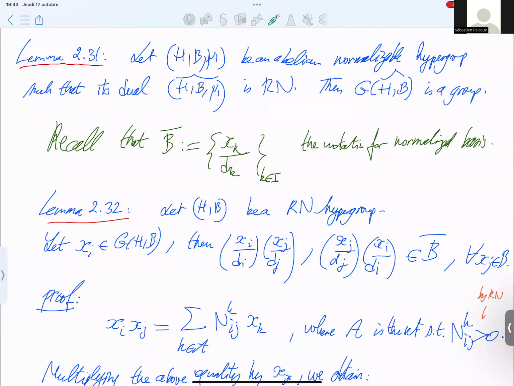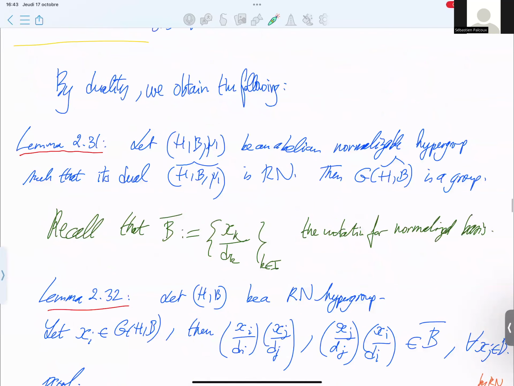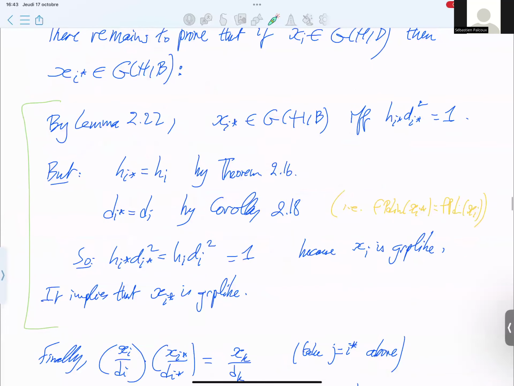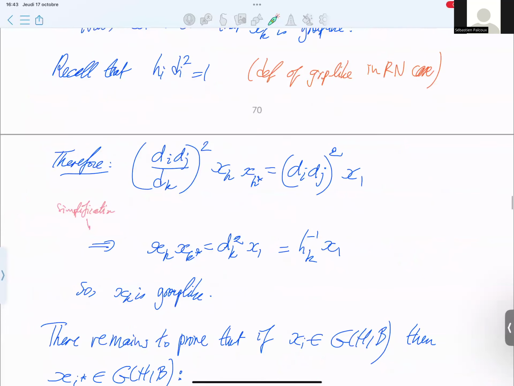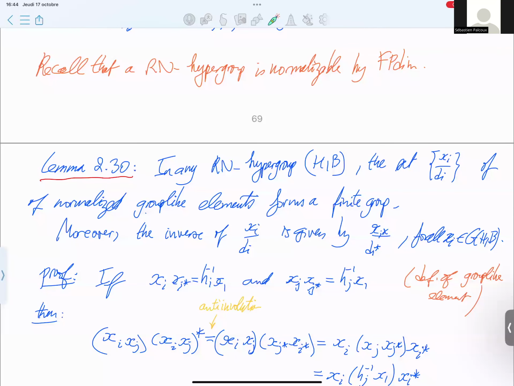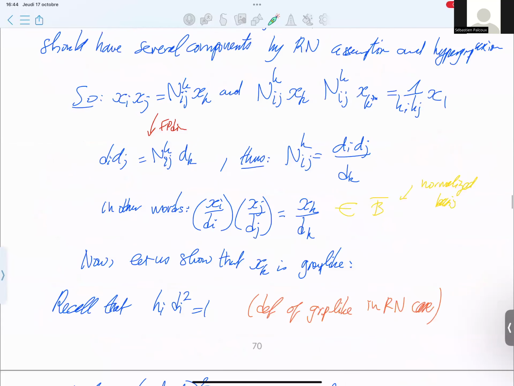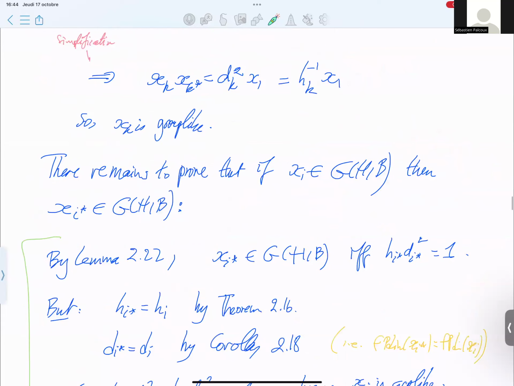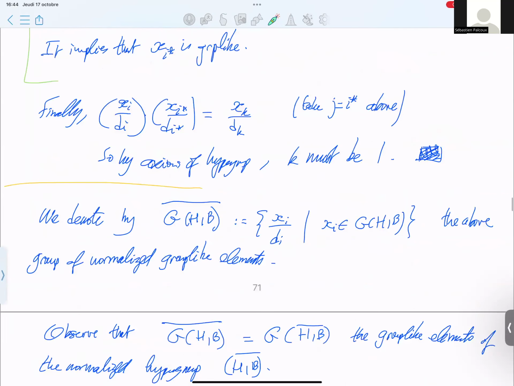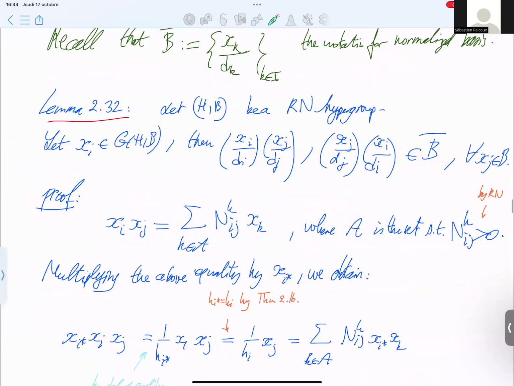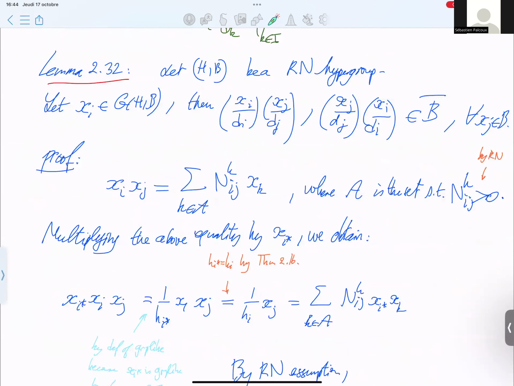It corresponds to the group-like element. I'm a bit confused about the notation. Let me check. Normalized group-like element like that. Okay, no problem, just the normalized basis. So now you take a real non-negative hypergroup.